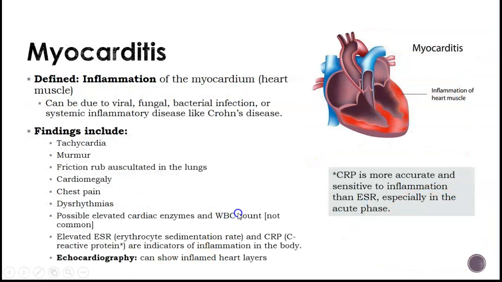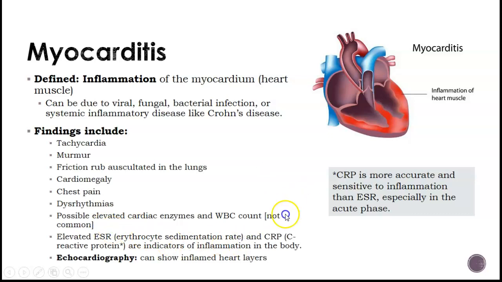Moving to the next layer of the heart, this is going to be the actual muscle portion, which is the myocardium. So we're looking at myocarditis. The etiology could be anything from viral to fungal. Some of the findings: cardiomegaly, because it is that heart muscle, dysrhythmias, chest pain. On echo, you can see the inflamed heart layers.